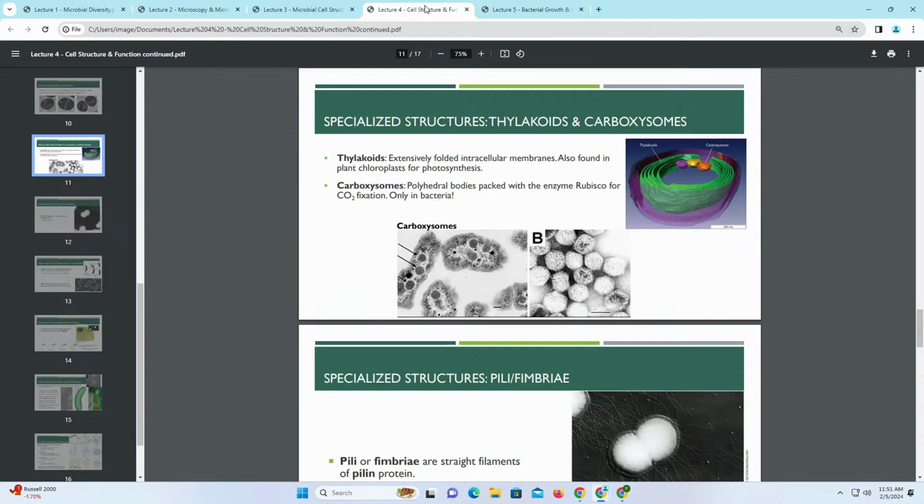I want to say phytoplankton are prokaryotes now that I think about it more.